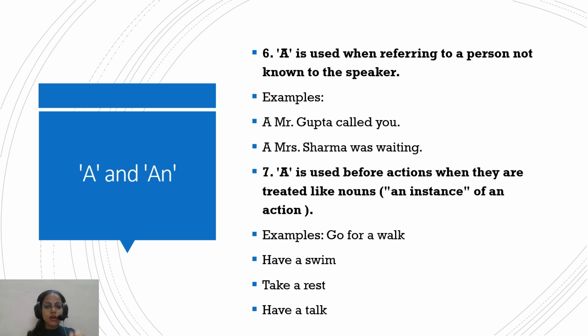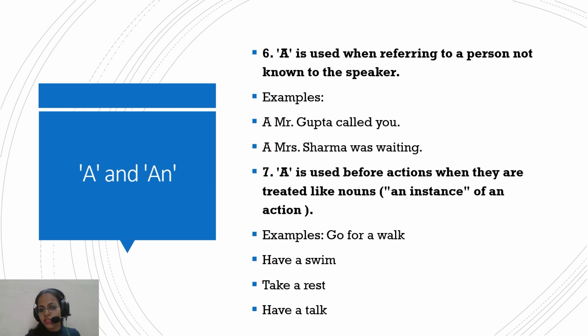So usage of a before Mr. Gupta shows that you're not sure of who the person Mr. Gupta is. So it could be any Mr. Gupta. It could be Mr. Sunil Gupta, Mr. Suresh Gupta, Mr. whatever. So it could be any Mr. Gupta. So again, this usage of a here shows that there is a lack of specificity and it is used in relatively general terms.